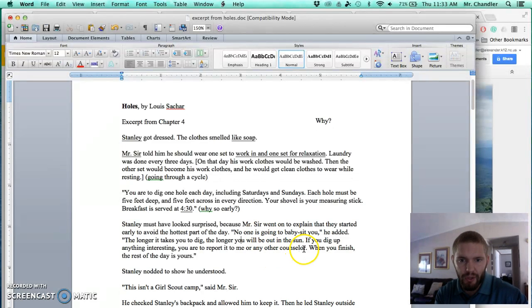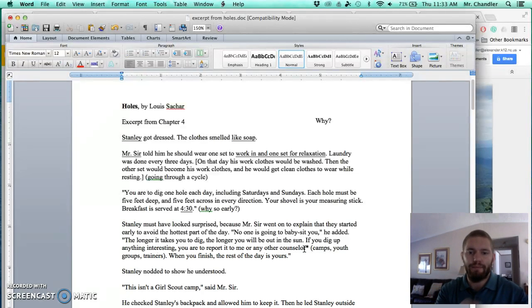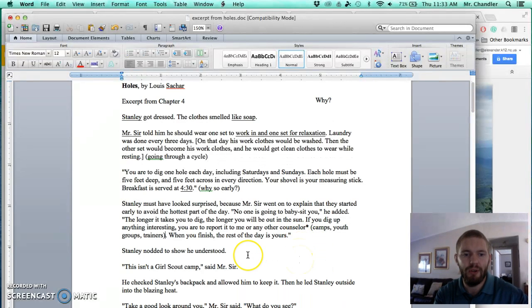Okay, so you can put a star here for a key vocab word, counselor. You can probably make a connection to camps, youth groups, or trainers, anything like that. When you finish, the rest of the day is yours. Stanley nodded to show he understood. This isn't a Girl Scout camp. Okay, so you remember the Girl Scouts? Some of you may be in the Girl Scouts, or may have been, or you may have just known what this is.